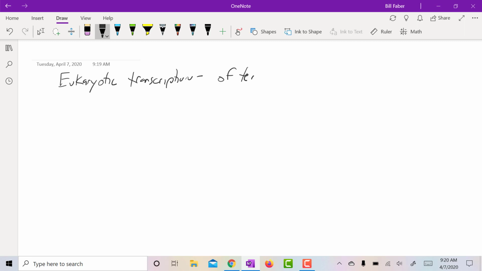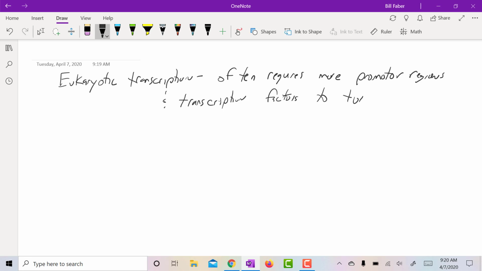it often requires more promoter regions and what we call transcription factors to turn on transcription. So it can get pretty complicated, and I have a video where it's awesome to watch this happen, but you can watch it and see as things get higher in concentration, they're more likely to bind and make this happen.